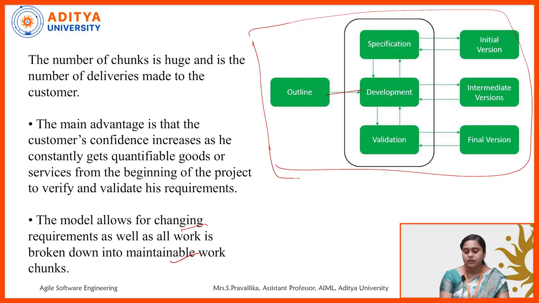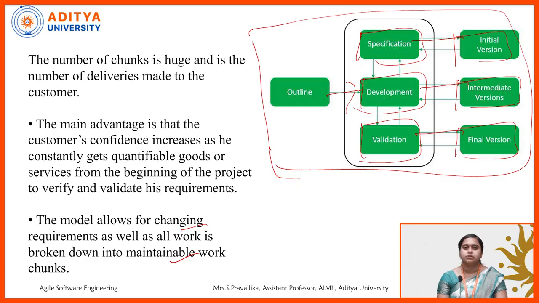From the outline, we will have the specifications, then the development, then the validation. Here we can see the initial version, development, intermediate version, validation, and final version. So small deliverable chunks: specification is one chunk, development one chunk, and validation one chunk. The specification is the initial version given to the customer, development the next, and validation the final one. So this is regarding the evolutionary model.